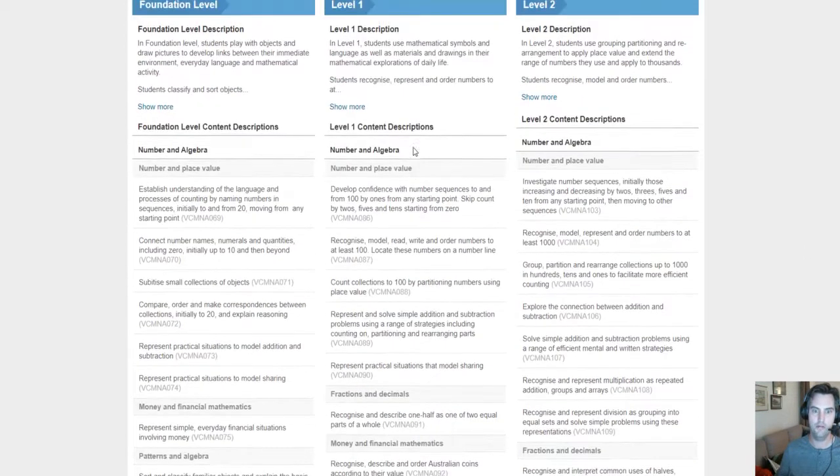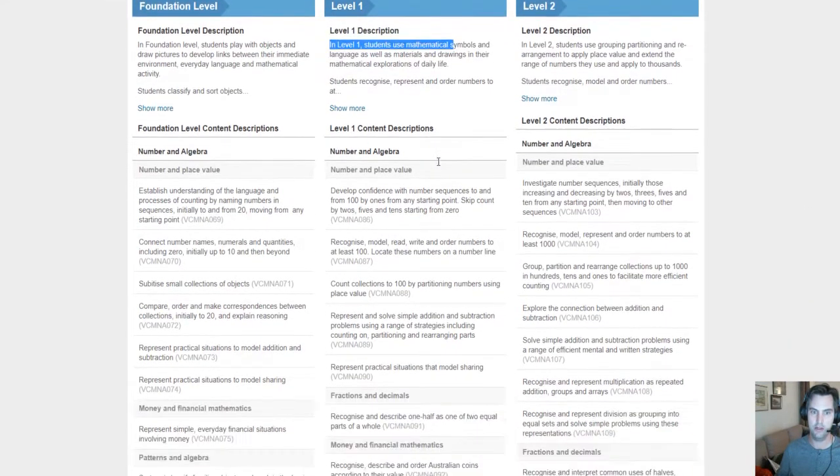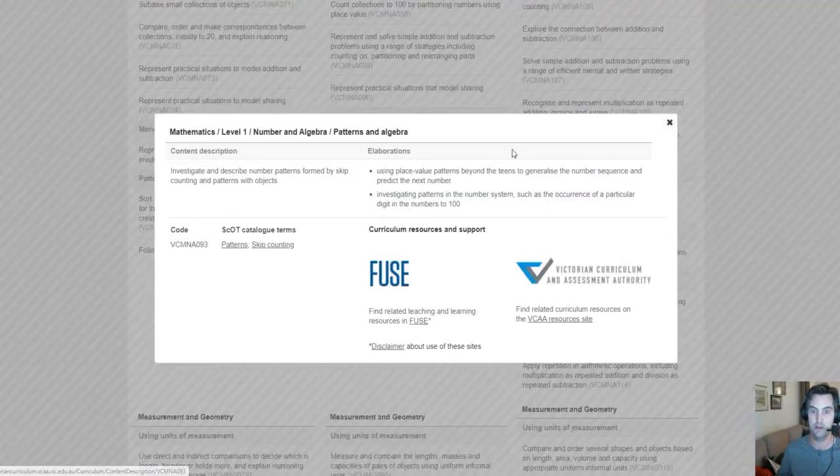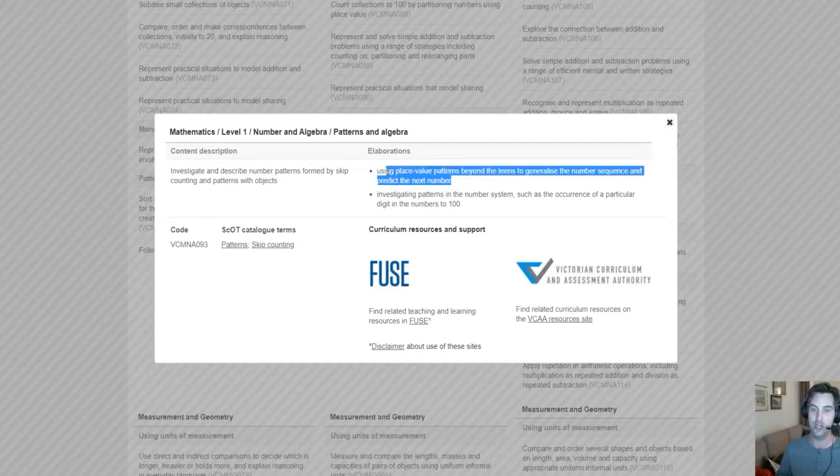All right, in year 1, which is some of us in our class, here are the outcomes for patterns in algebra, which we're working towards in the next couple of weeks. Investigate and describe number patterns formed by skip counting and patterns with objects. So that's a lot of what's been done on Seesaw and in some of your books, using place value patterns beyond the teens to generalize a number sequence and predict the next number. So a few counting games that you might have noticed in their work. So working out what the rule is and then working out what the next number is.